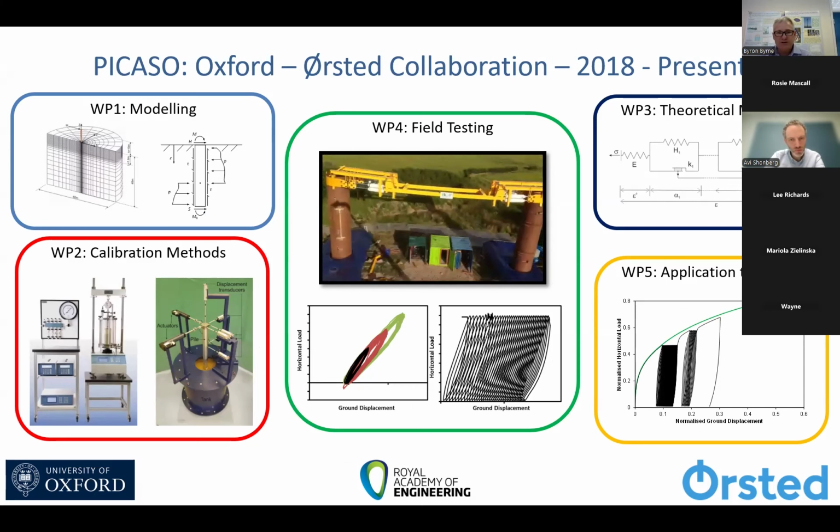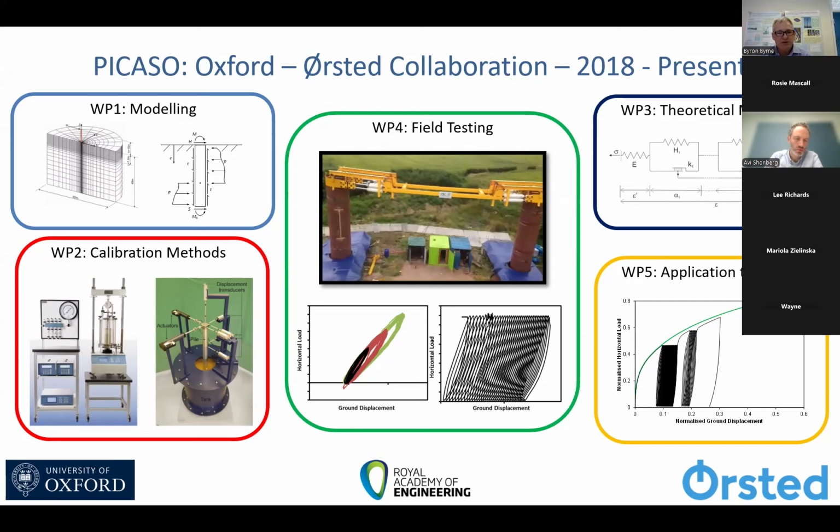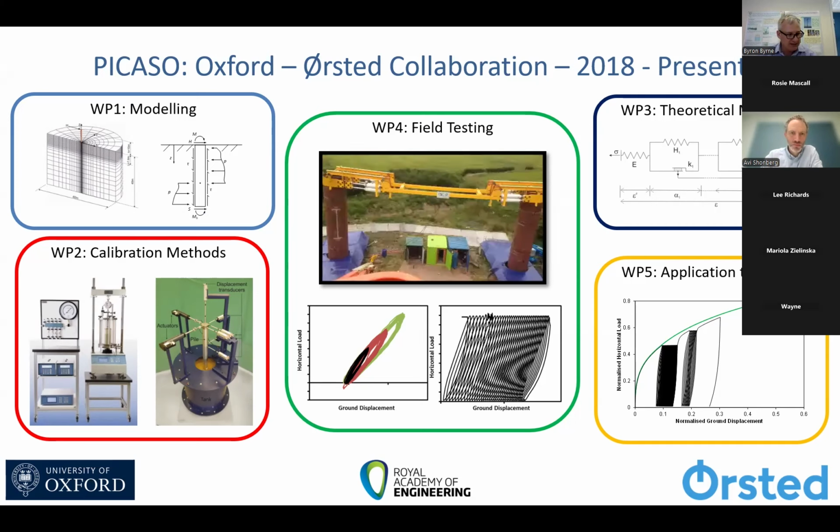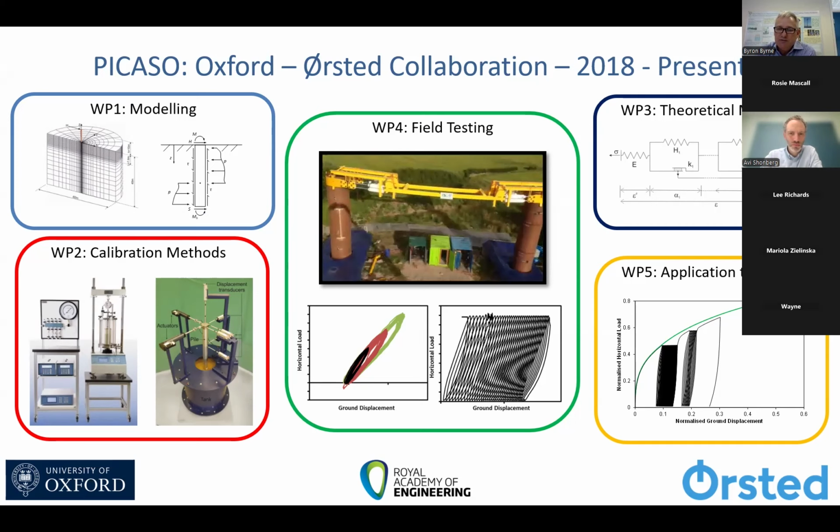You can see there are 5 work packages. There's some modelling going on, similar to work in the PISA project, but looking at more advanced techniques, some picking up on machine learning approaches. We have some calibration activities. These are lab testing, either element tests or model scale tests. We have a theoretical activity going on, developing new models and extending our theories that we have already developed for cyclic loading, which I'll touch on shortly.